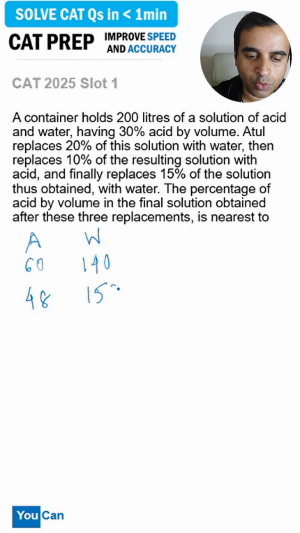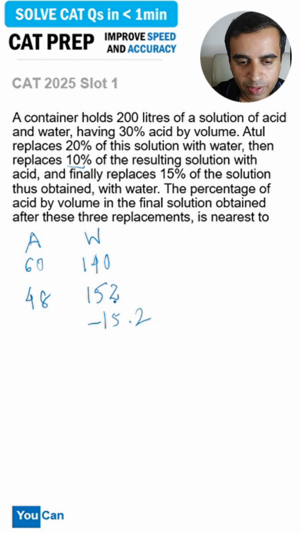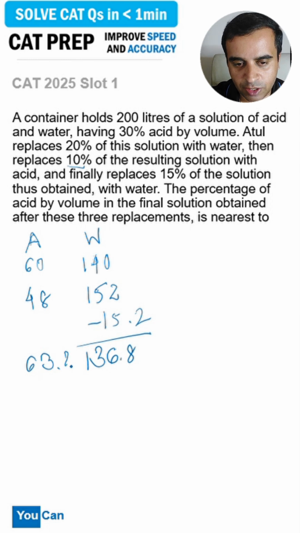That becomes 152 liters of water. In the next iteration, he's actually replacing 10% of the resulting solution, and he's replacing that with acid. So what matters here in this case is water is getting replaced with acid. So you need to remove 15.2 out of this 152 liters of water. So that would come to 136.8 liters of water remaining at the end of it. The remaining, which is going to be 200 minus 136.8, is 63.2 of acid.